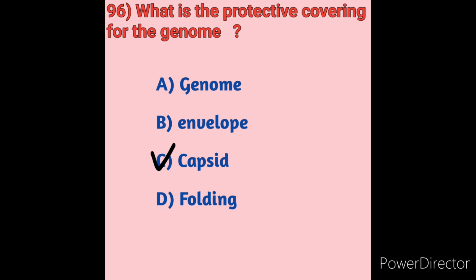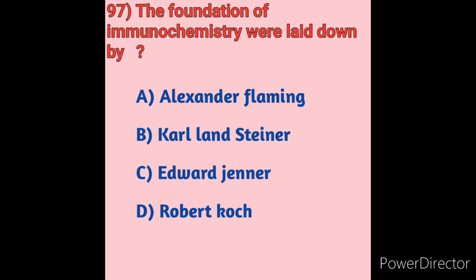Next we will move on to question number 97. The foundation of immunochemistry was laid down by. We will see the options here. First option A, Alexander Fleming. Option B, Karl Landsteiner. Option C, Edward Jenner.